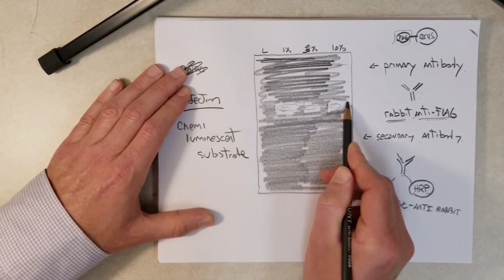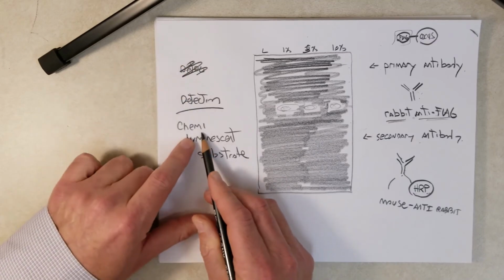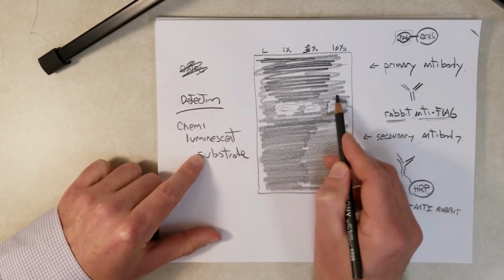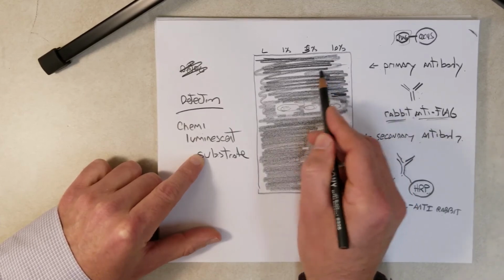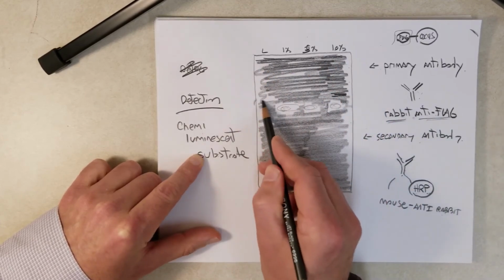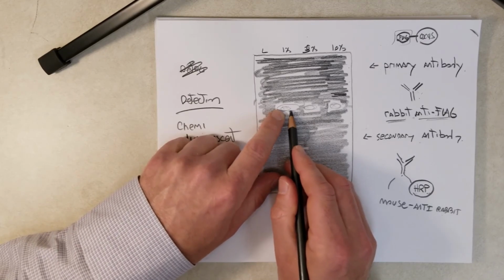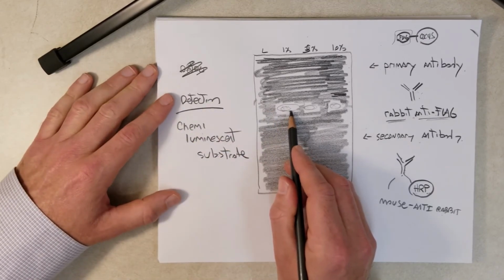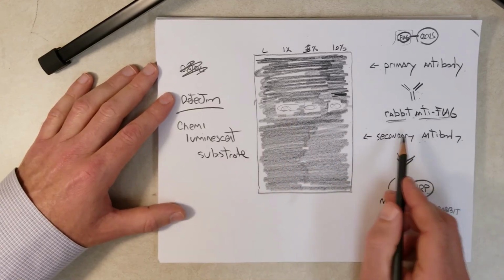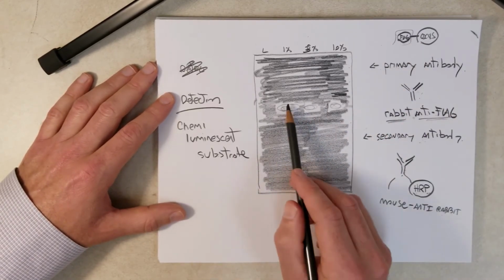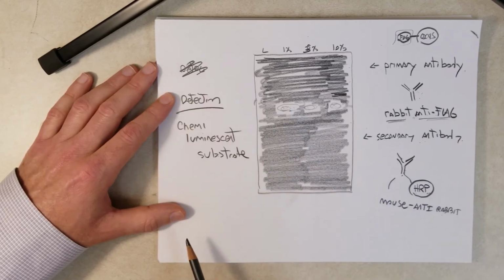So the HRP enzyme is located here, and it's using the chemiluminescent substrate. It's processing that substrate and releasing photons as it processes it. So these spots are glowing. And the intensity of the luminescence here is related to the amount of antibody that's bound here. And that's relative to the amount of flag CDC45 protein stuck at these spots.